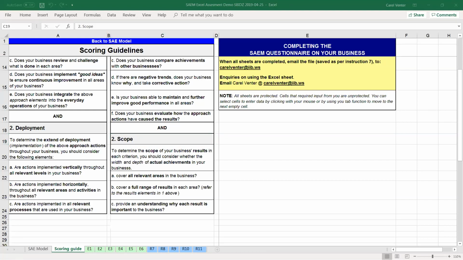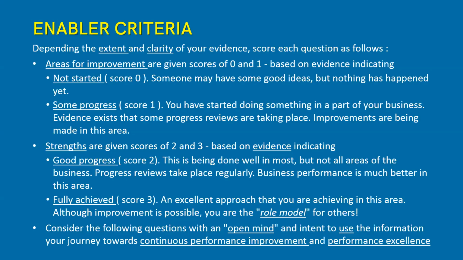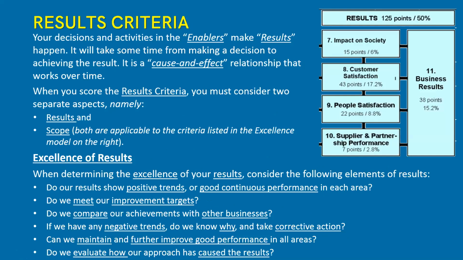So again, here you would say in the results: areas for improvement, not started, 0. Someone may have good ideas, but nothing has happened. Some progress is being made. Sorry, this is enabler criteria, results criteria.